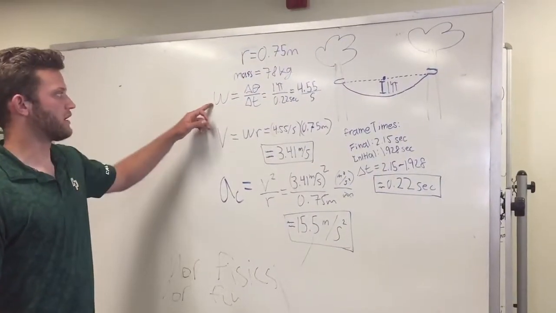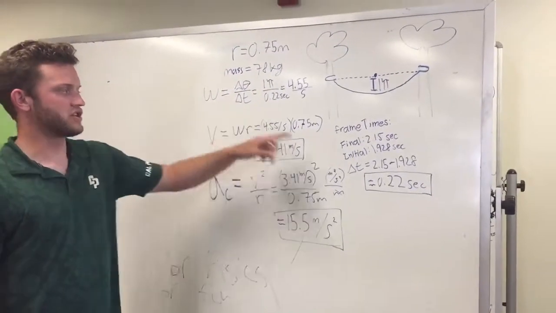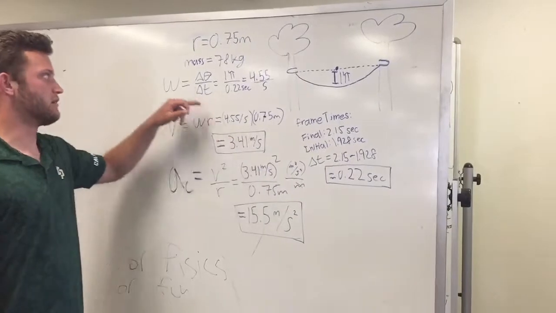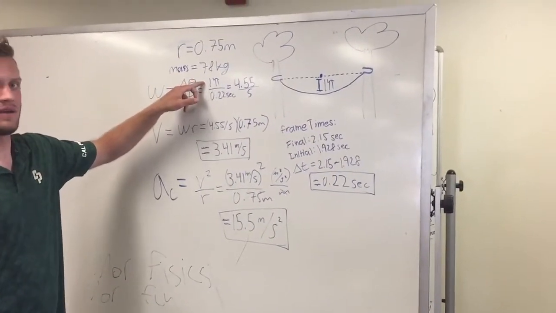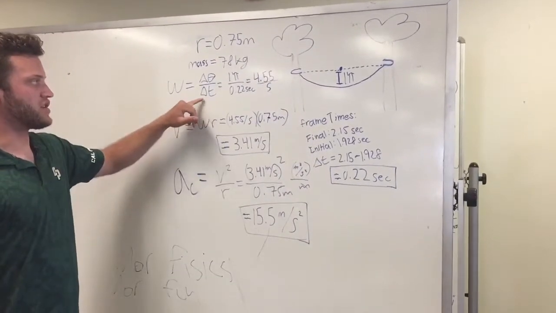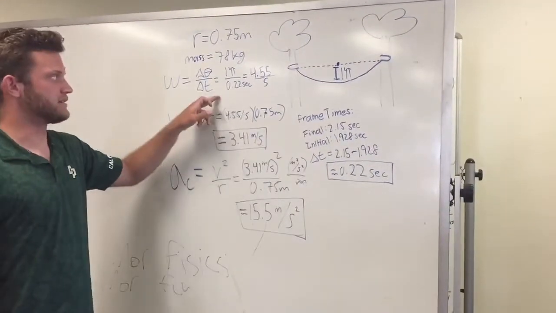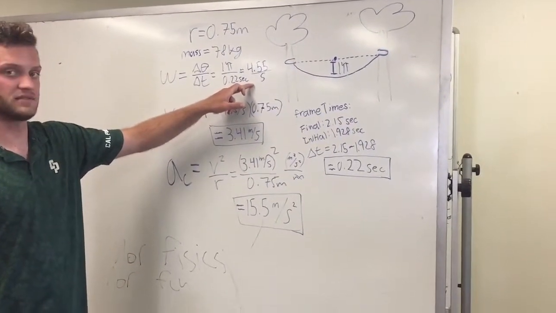Okay, so in order to calculate my angular velocity, I had to input my change in time in the video and my change in theta. And so my change in theta is going to be 1 pi because I'm moving a semicircle, which is only going to be 1 pi. And my change in time given here is 0.22 seconds. And when you divide that out, the answer is going to be 4.55 radians over seconds.